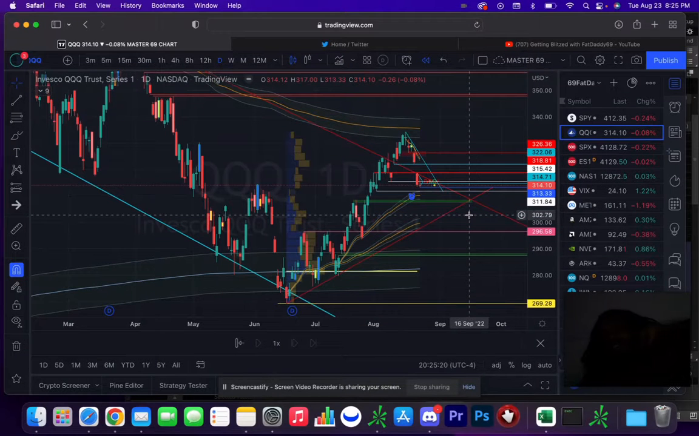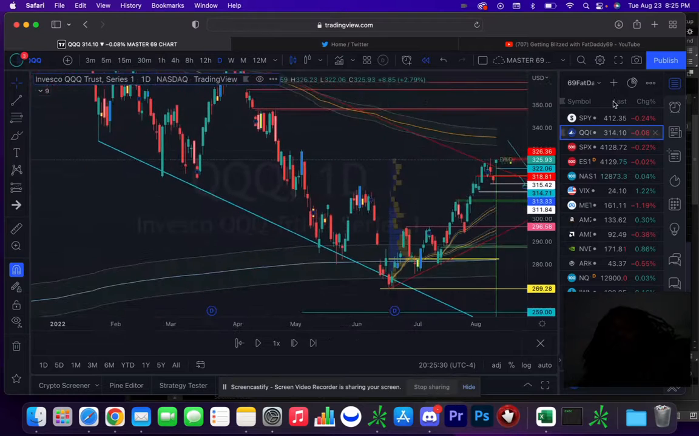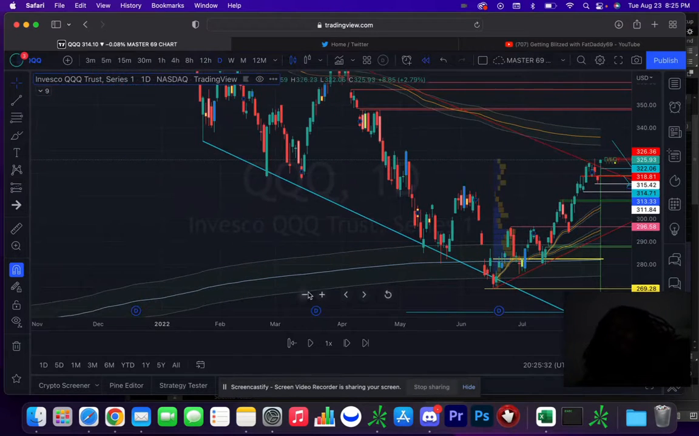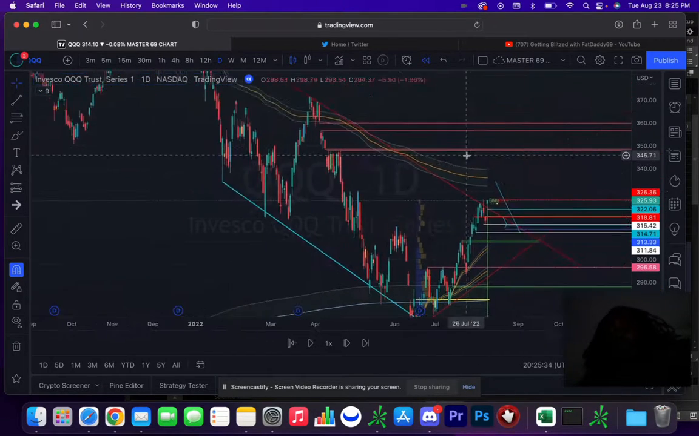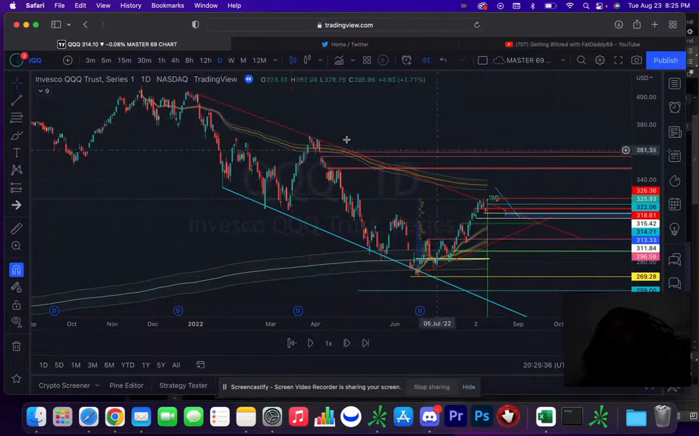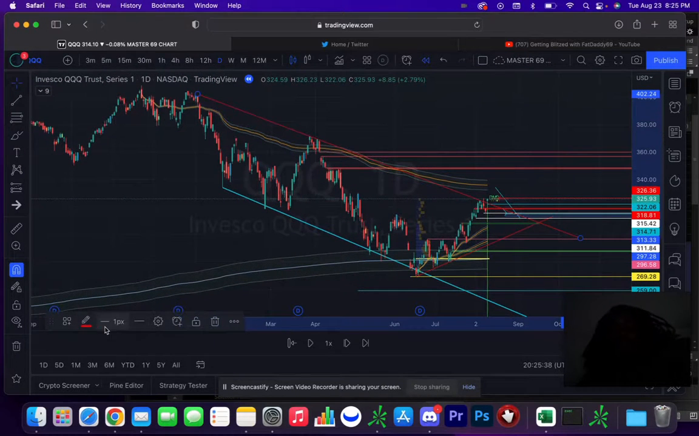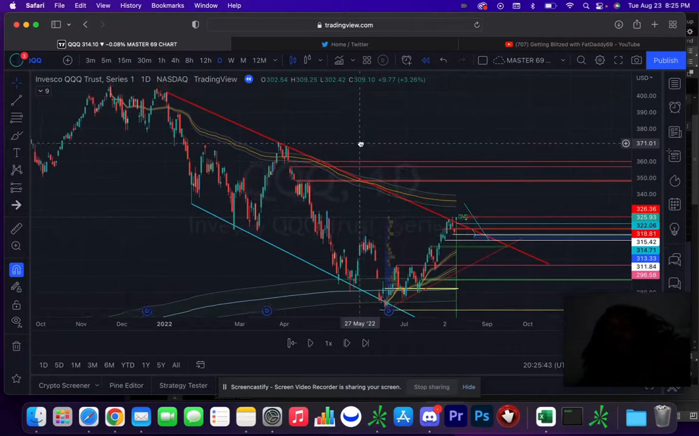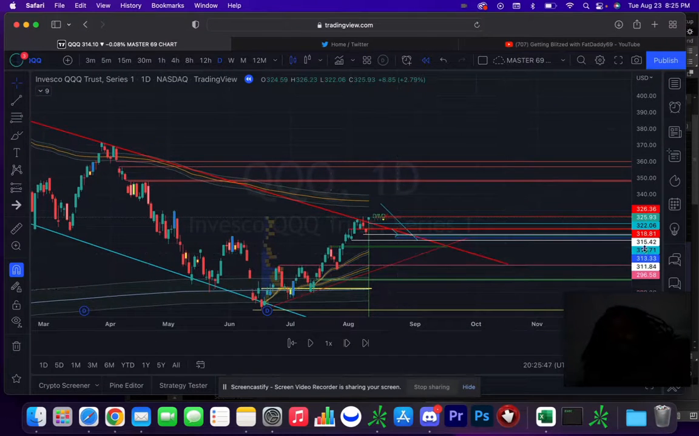So I'm gonna do a quick video just explaining to you all what a false breakout looks like. So if we go back in time, we will see that QQQ, if we make this chart a little bigger, we will see that we had a trend line here. Let me make it a little bit thicker. And we broke above that trend line, right? So not only did we break above it, but we gapped above it.